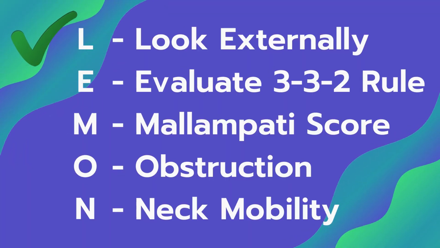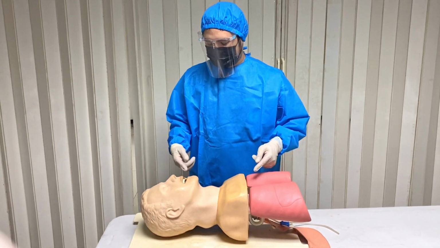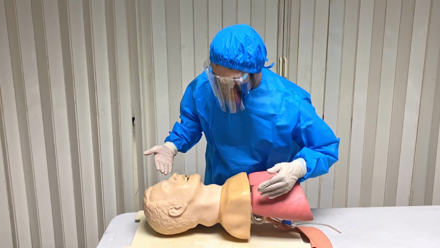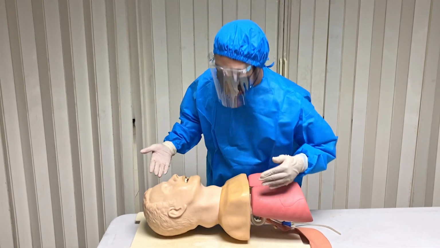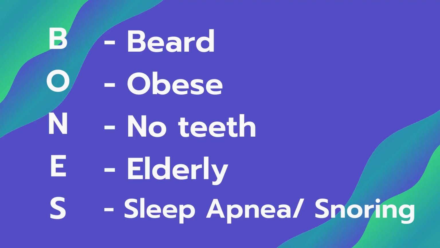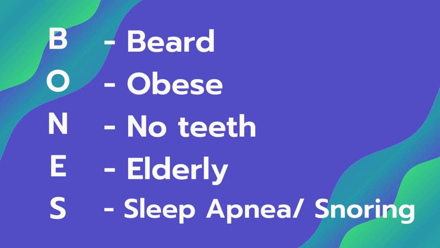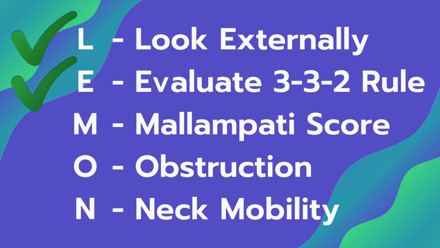Look externally. A brief and targeted exam of the jaw, mouth, neck, and internal airway may help identify features that predict a difficult airway. Obesity generally makes intubation and ventilation more challenging. Some of these features may also be remembered by the mnemonic BONES: beard, obese, no teeth, elderly, or sleep apnea and snoring. Evaluate the 3-3-2 rule.